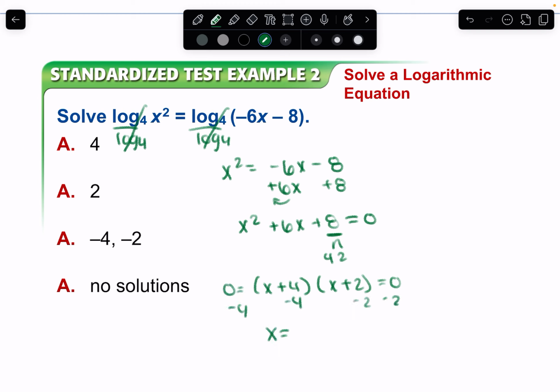So whenever I do that, I'm going to end up with x is equal to negative 4 and x is equal to negative 2. So I know these are all A's. However, it would really be C is your answer choice.